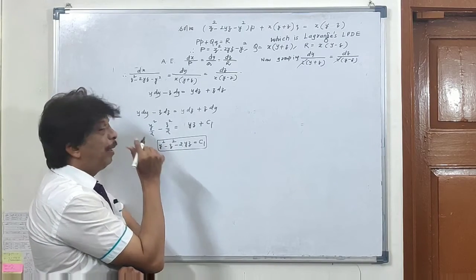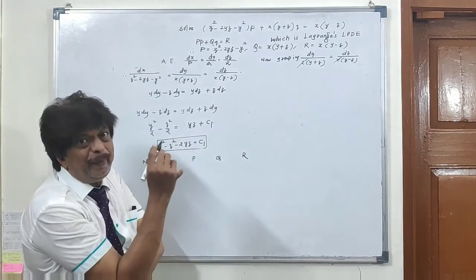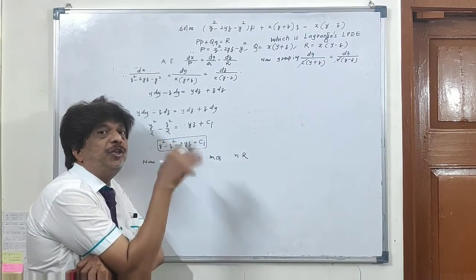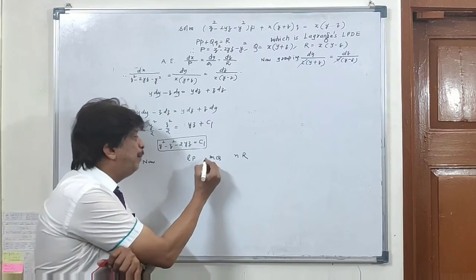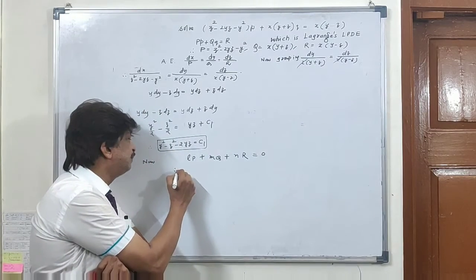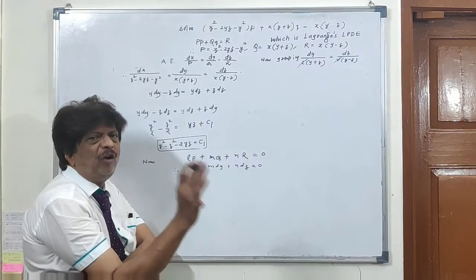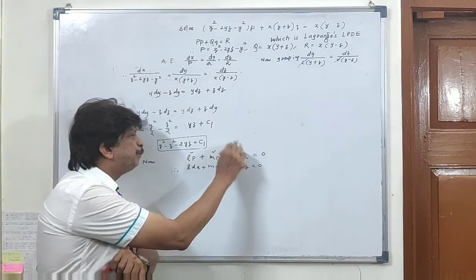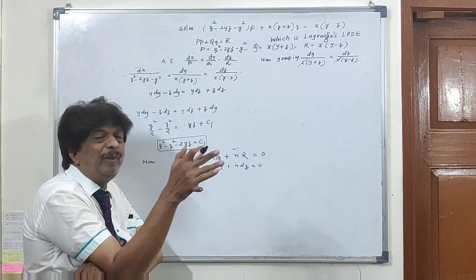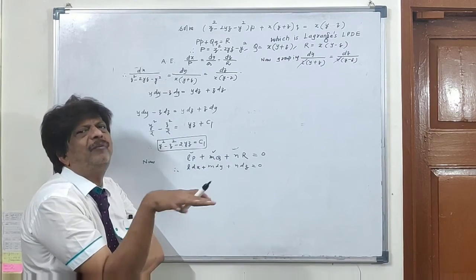Now, what is the method of multipliers? In the method of multipliers, we determine three multipliers l, m, n such that lP plus mQ plus nR becomes 0. If this becomes 0, then l dx plus m dy plus n dz is also equal to 0 by the theory of ratio and proportion. Now how to find the multipliers? Normally 1, 1, 1, or 1 by x, 1 by y, 1 by z, or x, y, z happen to be the simple multipliers in simple types of partial differential equations.